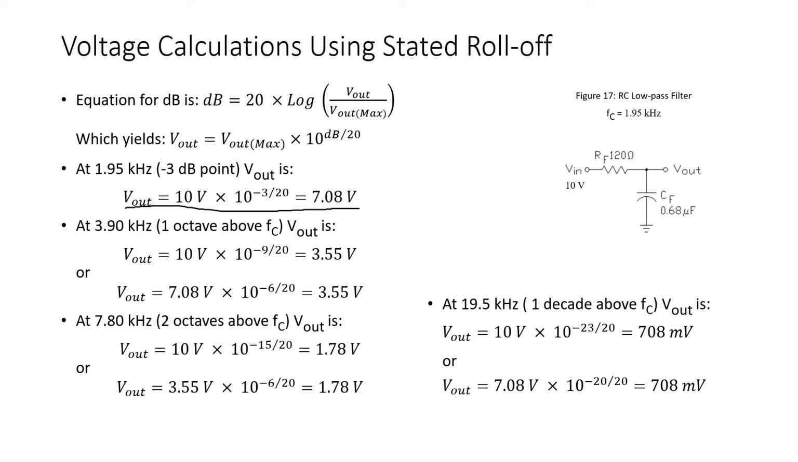1 octave above the cutoff frequency, we can calculate Vout one of two ways. I can either go from the maximum output voltage and apply a signal loss of -9 dB, which gives us an output voltage of 3.55 volts, or I can go from the output voltage at the cutoff frequency and reduce the signal by -6 dB. Whichever equation or formula we use, we will obtain an output voltage of 3.55 volts.